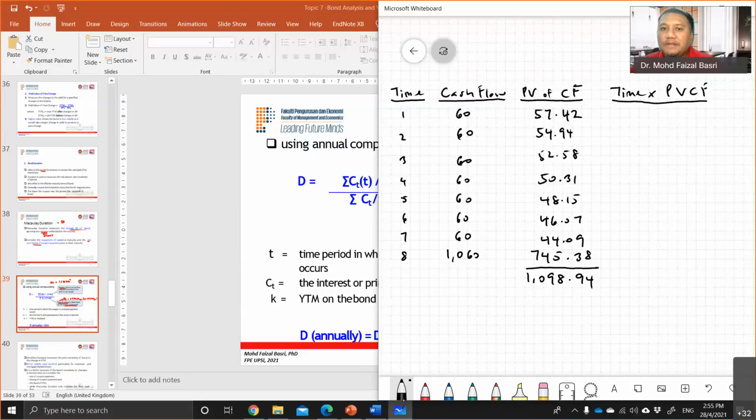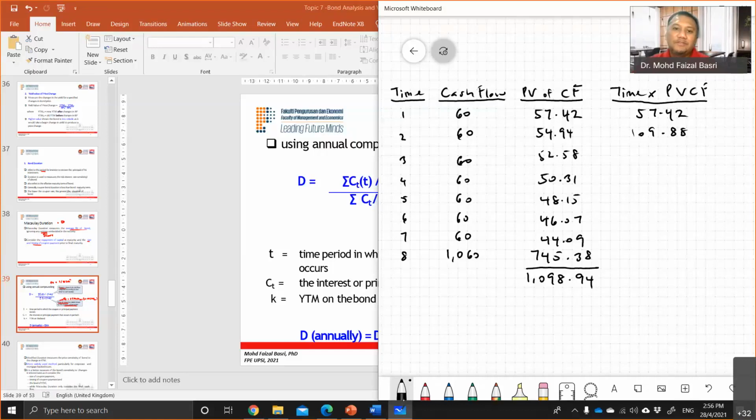For example, number 1, it's 1 multiplied with 57.42, so obviously it would be 57.42, no changes. But for the second one, it will be 2 multiplied with 54.94, so it will be 109.88. Again, you need to help me to calculate each row's results.